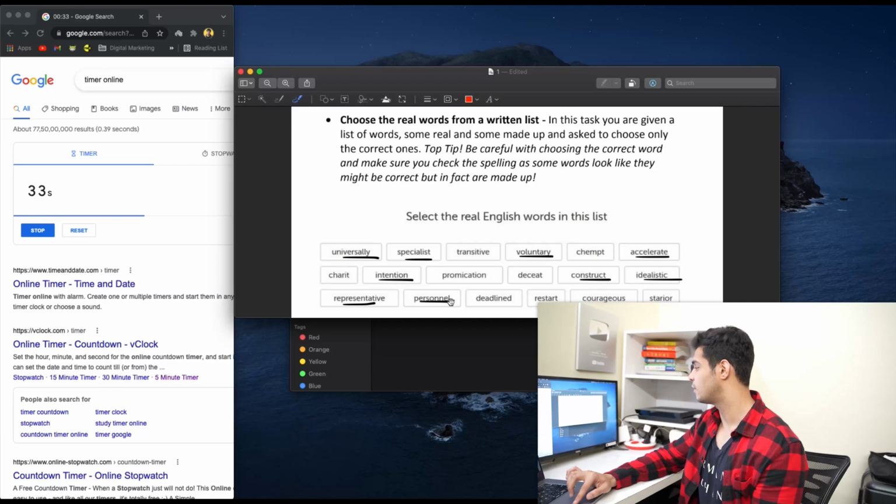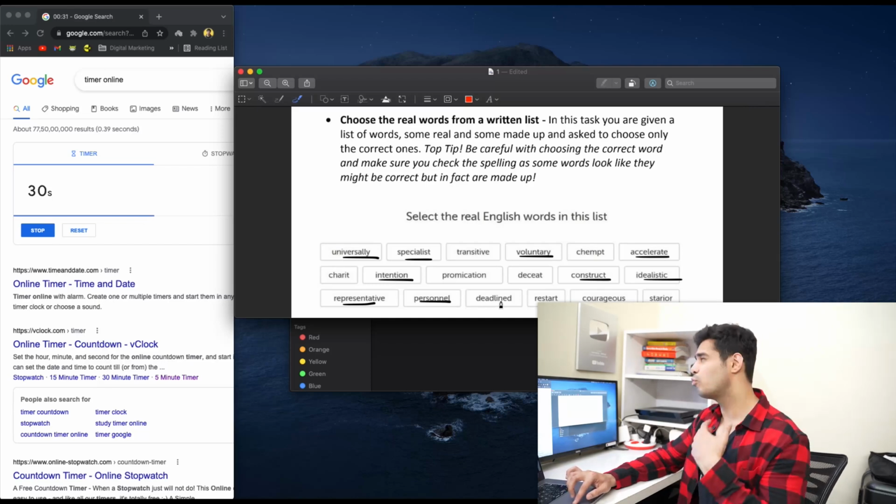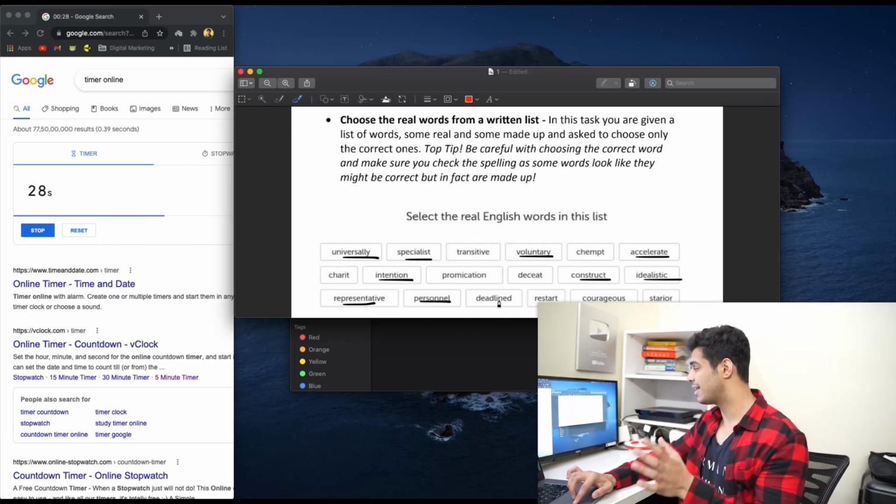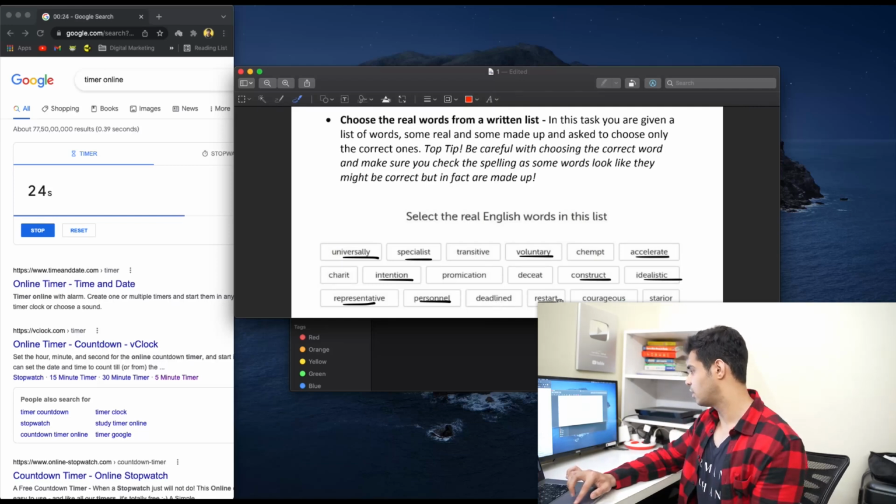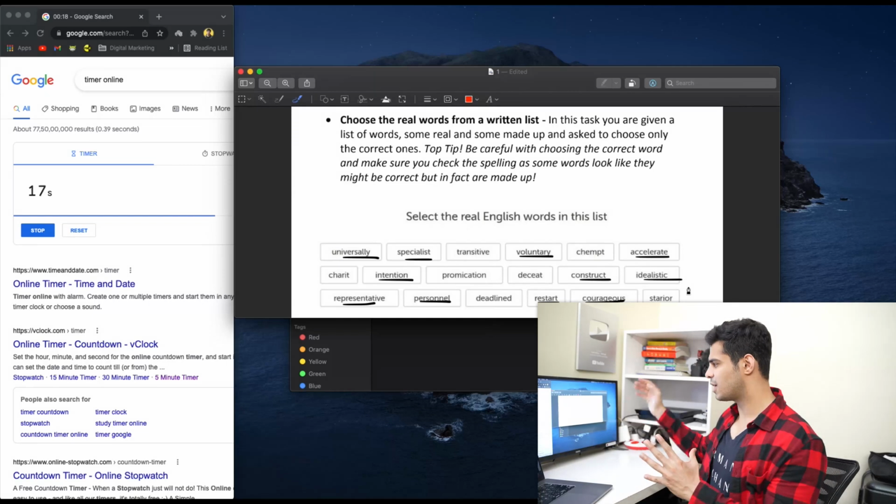Personnel, good spelling. Deadlined, sounds correct, but it is really not. It can be deadline or deadlines. Deadline is really nothing. Restart, perfect. Courageous, correct spelling. Starrier, not the correct spelling, and not even a word actually. So these are the words that I would select.